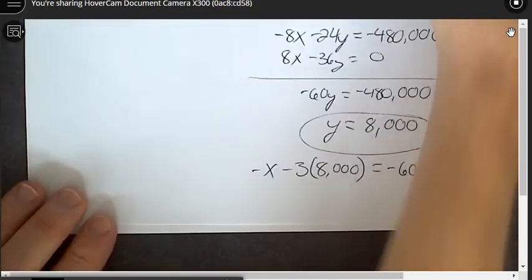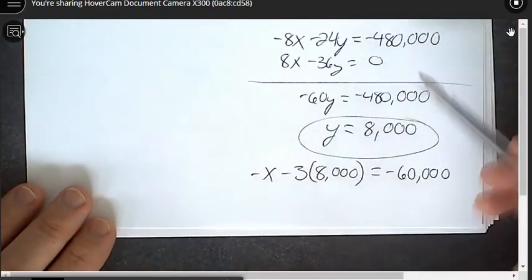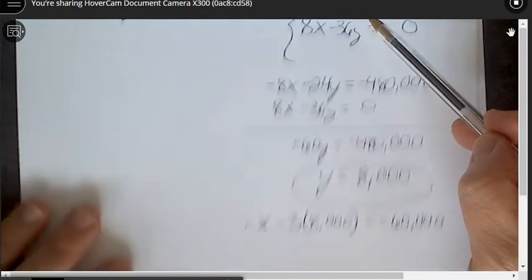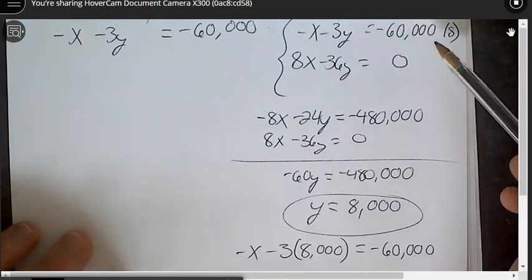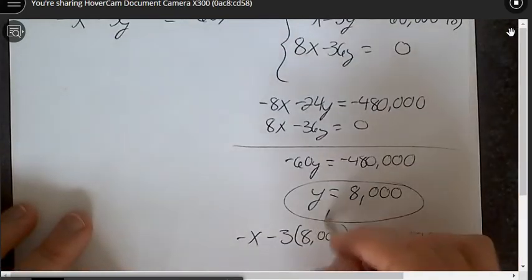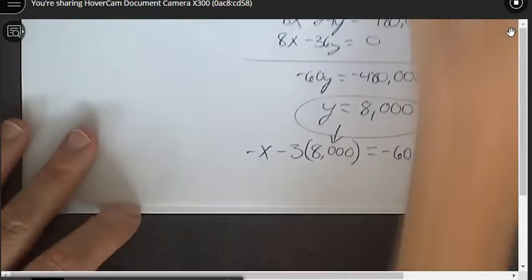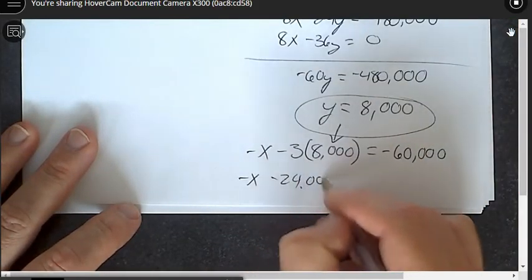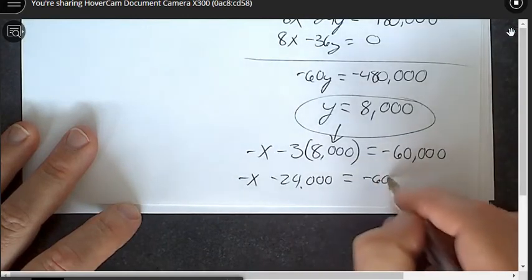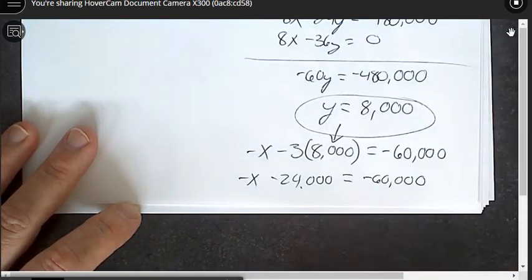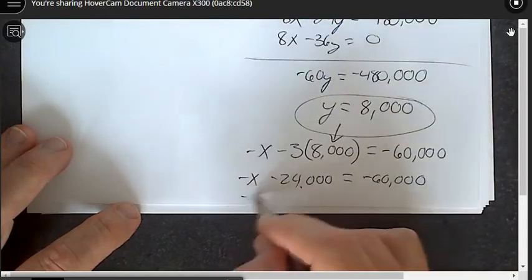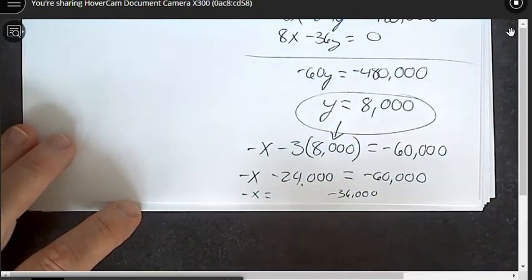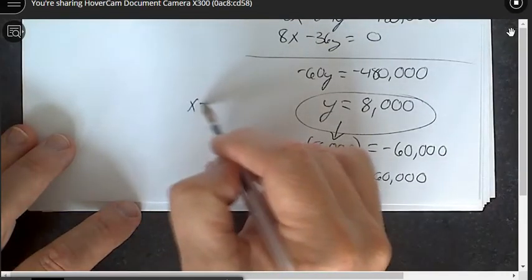So again, just pick one of those two equations to plug it back into. I'm going to go with the one back up here. We have the negative X minus 3Y equals negative 60,000. So it's negative X minus 24,000. It's negative 60,000. Solving this one, you get negative X equals negative 36,000. But the negatives wind up canceling, so then we get X would equal 36,000.